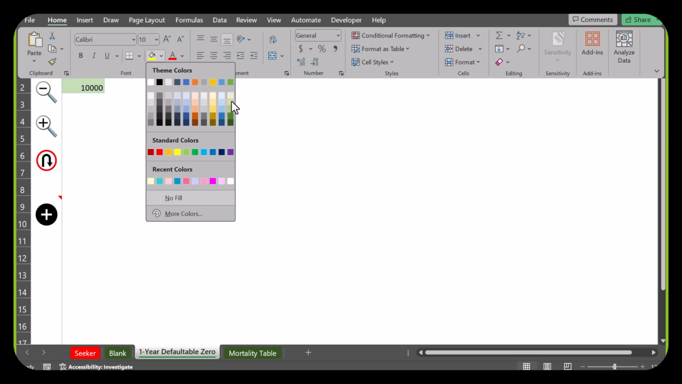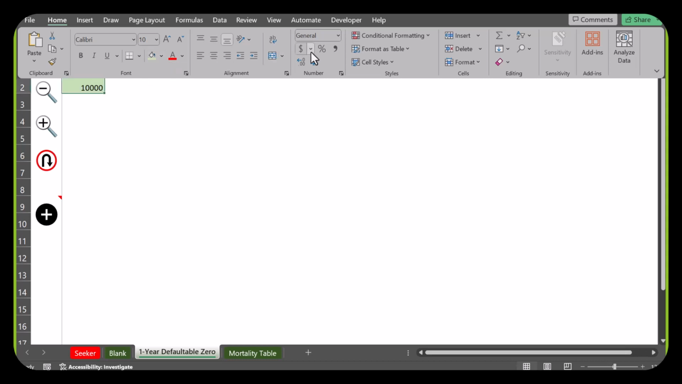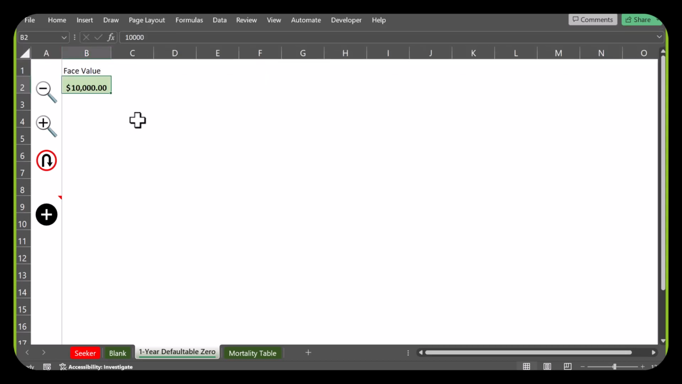Here's my little green background. We're gonna have other inputs. Current risk-free rate. And 5%.